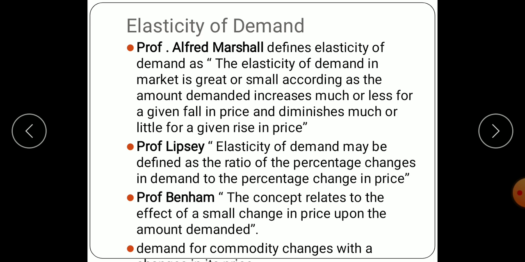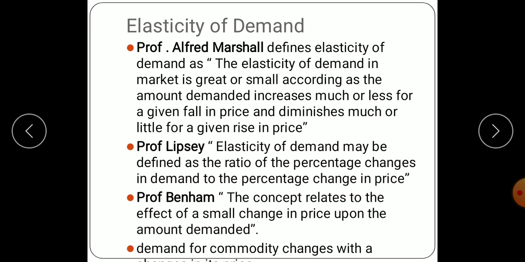Elasticity is a ratio of relative changes in two variables or two quantities. It measures the responsiveness of one variable to changes in another variable. A degree of responsiveness of demand to the change in its determinant is called elasticity of demand. It expresses the correlation between demand and price. The elasticity of demand, when used without qualification, is commonly referred to as price elasticity of demand.